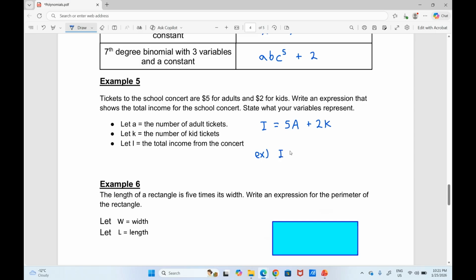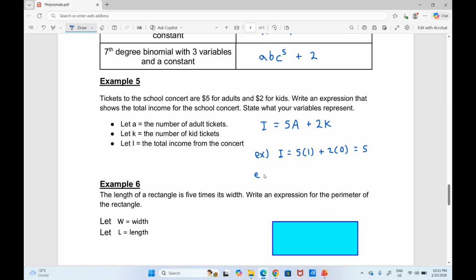My income then would just be 5 times 1 plus 2 times 0, because if only one adult went to the concert and no kids went to the concert, I'm going to have 5 times 1, which is going to be 5. 2 times 0 is going to be 0. So my total income is just 5.